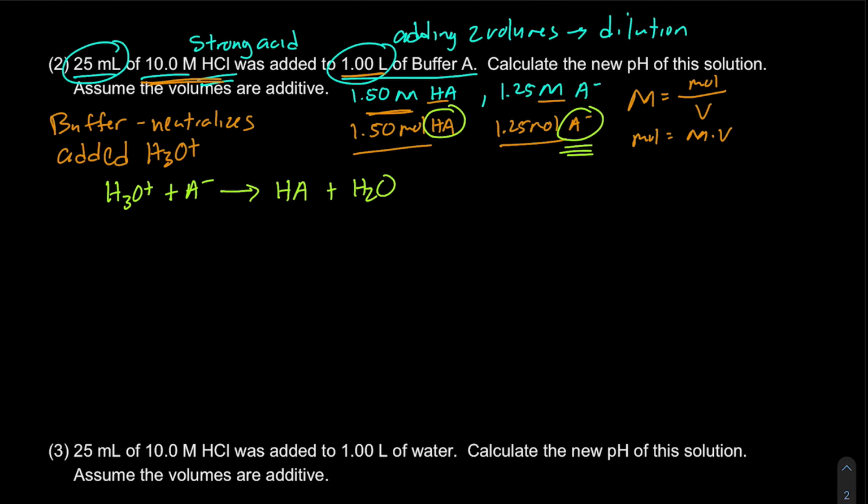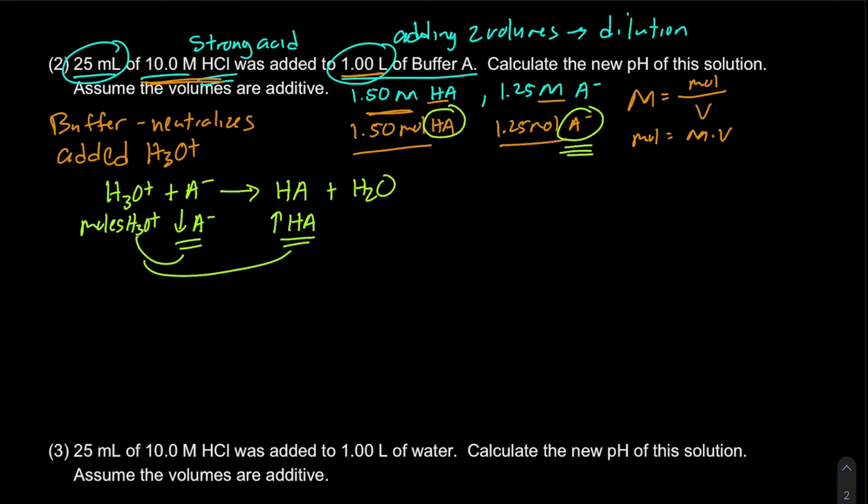Now, what does this do to our solution? How is this going to influence our pH? What we notice is that this is going to decrease the amount of our base and increase the amount of our acid simultaneously. And how much is that increase and how much is that decrease? That is directly related to the moles of hydronium that we add, because that's going to be our limiting reactant. If it's not our limiting reactant, we've blasted out our buffer and we no longer have the ability to neutralize that H3O plus. We're not dealing with a buffer solution.